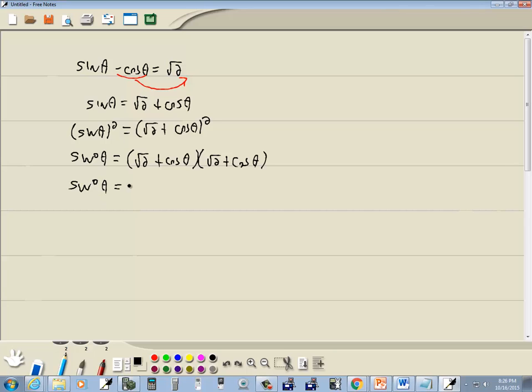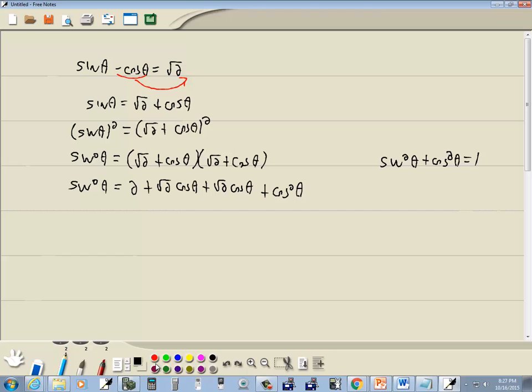So we got sine squared is equal to square root of 2 times square root of 2 is 2. Square root of 2 times cosine is square root of 2 cosine. Cosine times square root of 2 is square root of 2 cosine. And cosine times cosine gives us cosine squared. Now our goal would be to get everything in terms of the same trig function. Now remember our Pythagorean identities. We got our sine squared plus cosine squared is equal to 1.